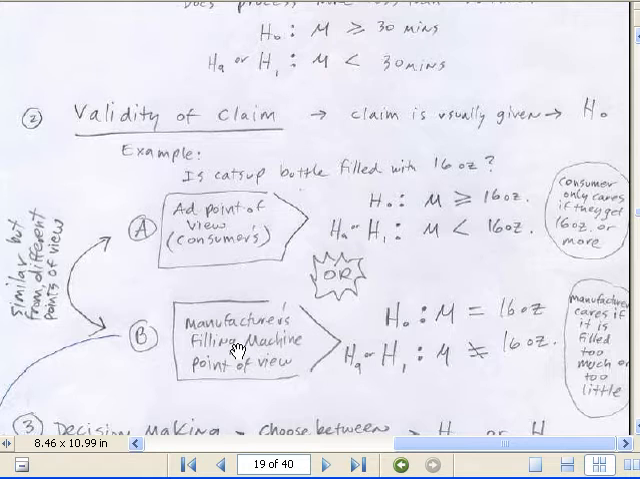Now what about the same situation, but from a manufacturer's point of view, where they have a filling machine, right? The manufacturer cares if it is filled too much or too little. So really, validity of a claim, the machine is filling 16 ounces. In this case, we do equal to, right? And the alternative would be not equal to.